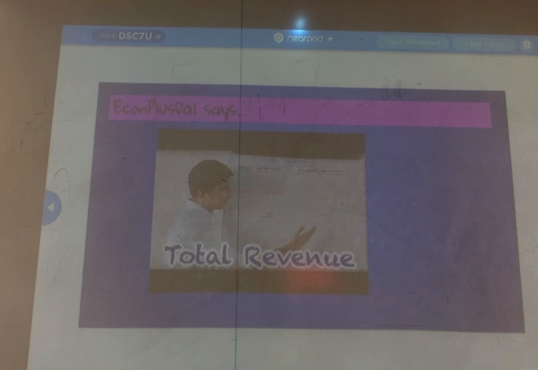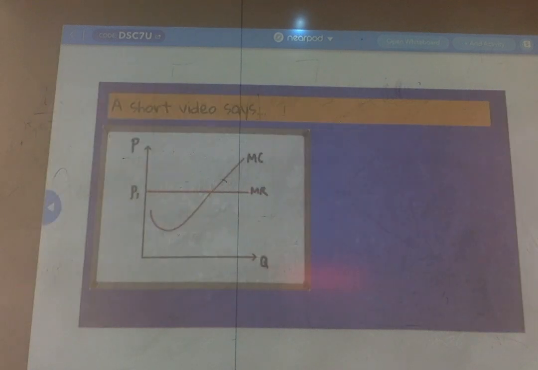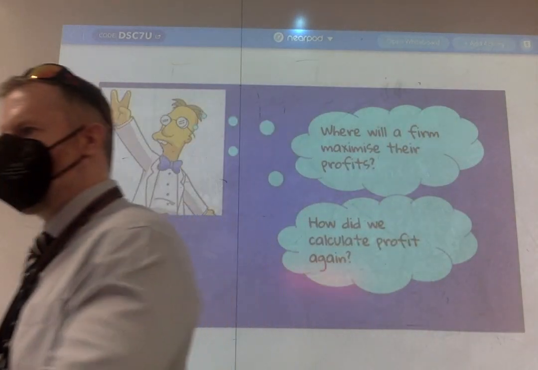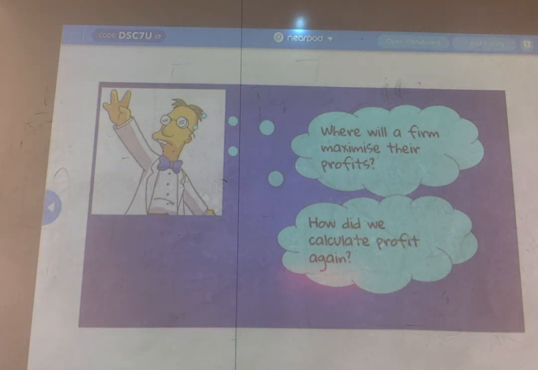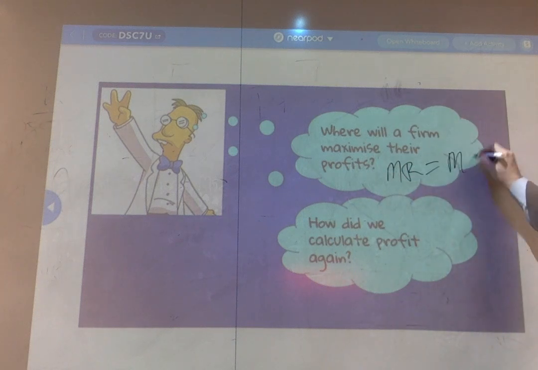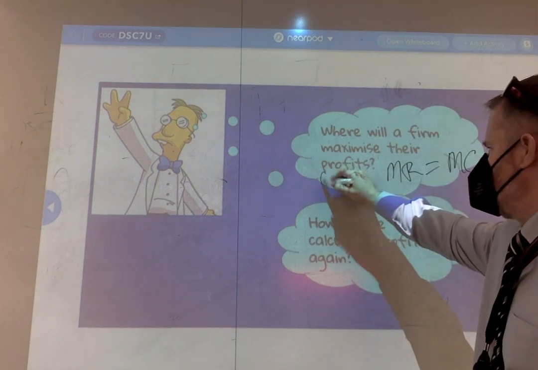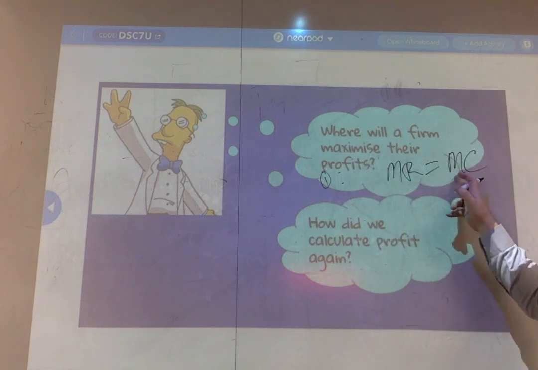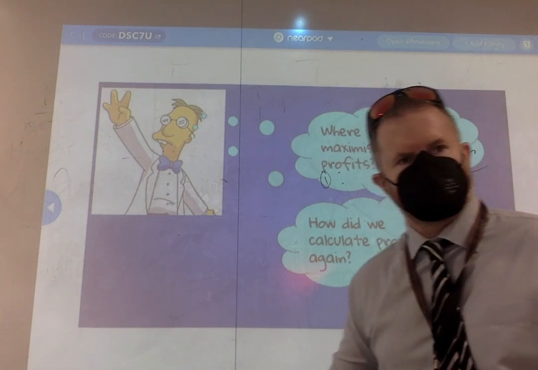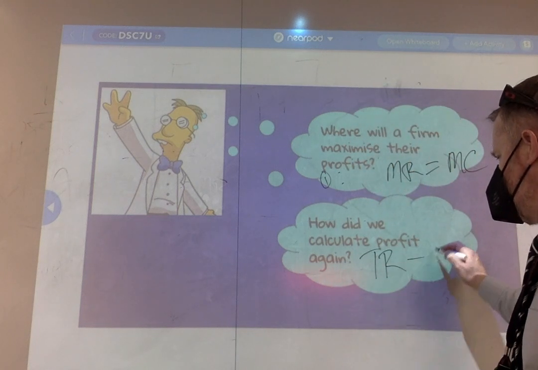And there's a wee explanation from Econ plus Dale, which is very useful, and I would recommend reviewing that. Right, now, where did the firm maximise its profits again? What was the quantity? Good. MR equal to MC. Right, so the profit maximising quantity was where MR equaled MC. How did we calculate profits again? TR minus TC.